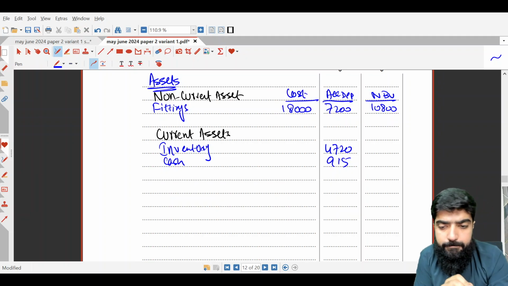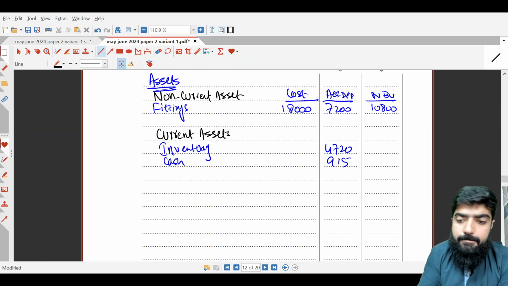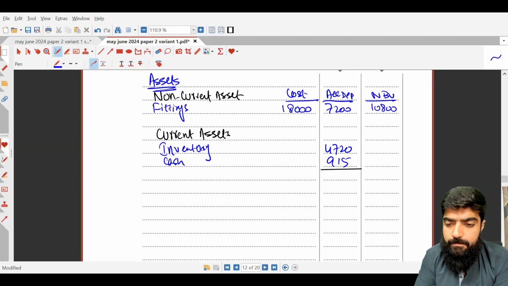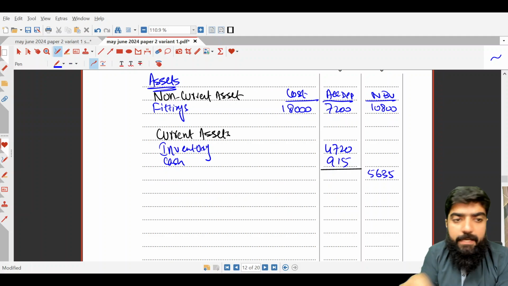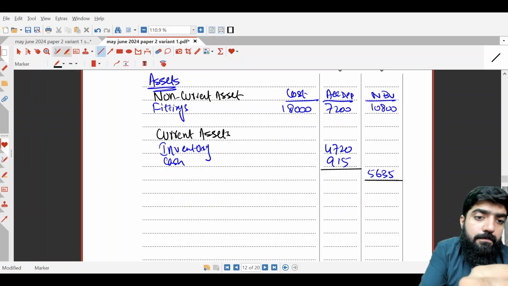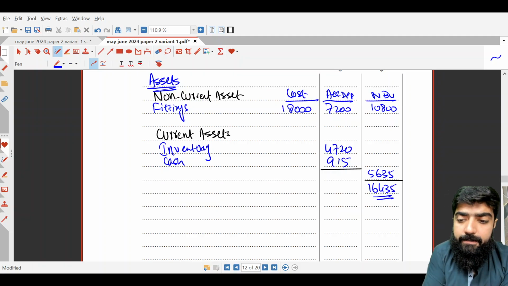Any other asset? No. Can you please total the current assets? 5635. Okay, can you please total it? 16435. That is the total assets, right? Yes.